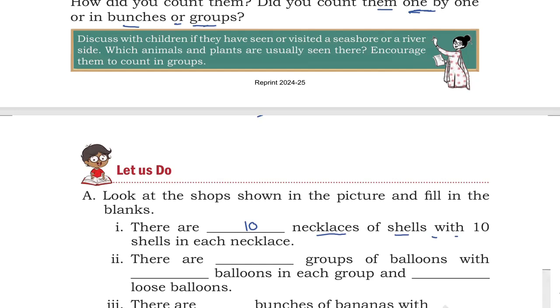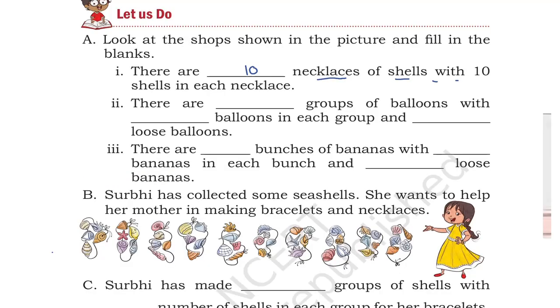Now I'm going to ask you one question. How many total shells will there be? There are 10 necklaces and 10 shells in each necklace. How many total shells are there? So how are we going to do it? One necklace has 10 shells, so 10 necklaces will have 10 multiplied by 10. There are going to be 100 shells in all. A total of 100 shells will be there.